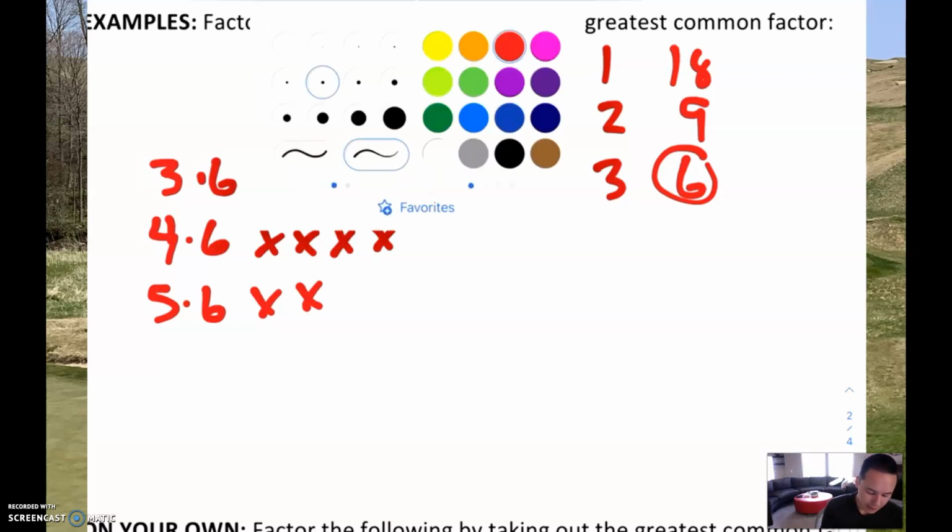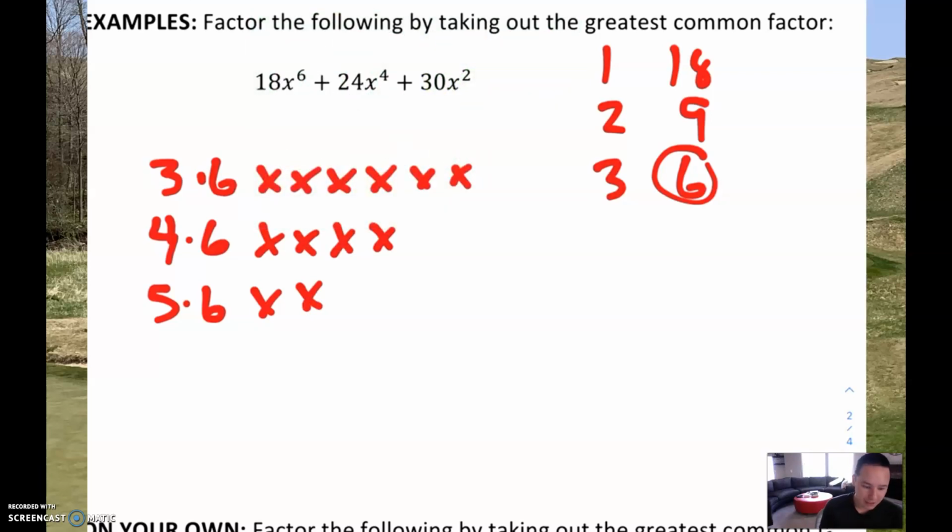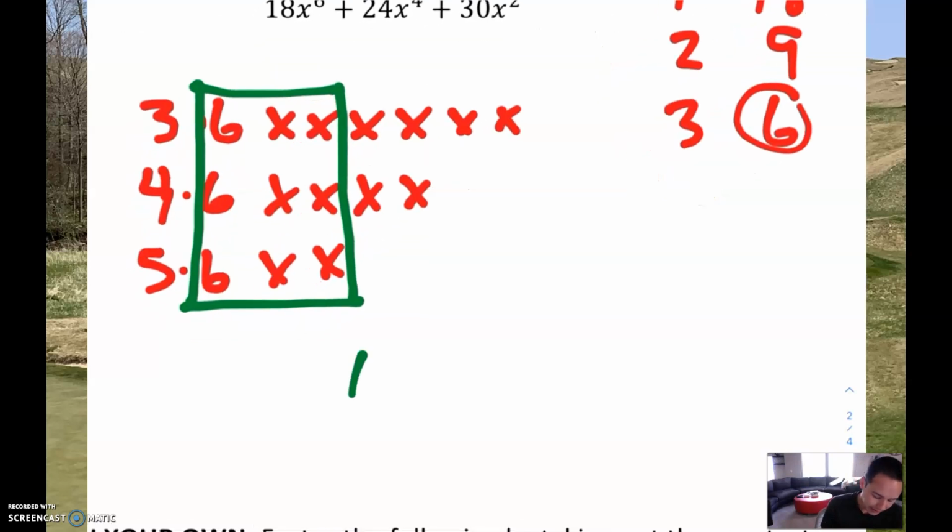Now what I want to do is look at what they all have in common. Well, they all have a 6 in common, but you'll notice, this is why this one's a little different, they also have an x squared in common. All of them have at least 2 x's that you could take away. So our greatest common factor is going to be 6x squared, and that gets taken outside of the parentheses.